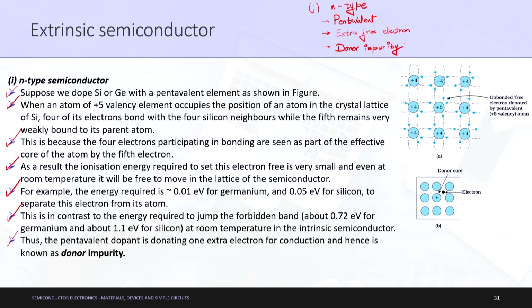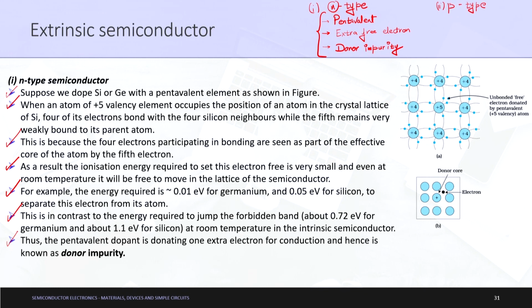You can also remember it like this: as it is n, the next one will be p. So p type is basically positive and n is negative. Electrons are negatively charged, and hence this will be for negatives.